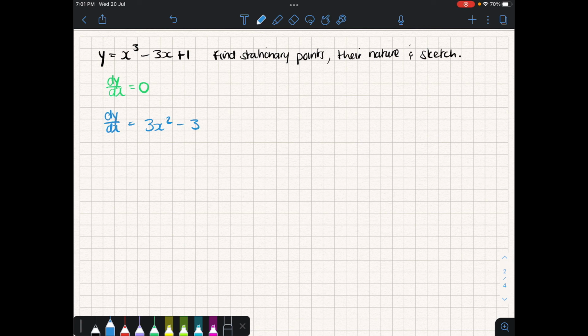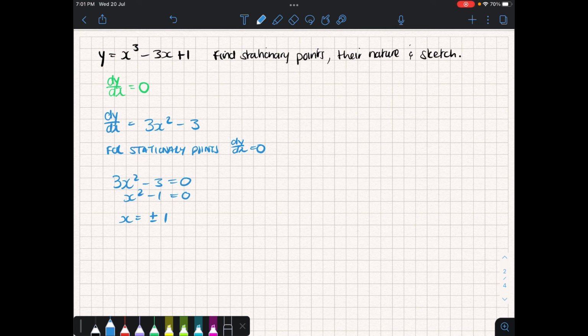And what I need to do now, in order to find turning points, is make it equal to zero. So what we can say is, for stationary points, dy on dx is equal to zero. So we set the derivative equal to zero. So 3x squared minus 3 equals zero. You can divide through by 3. I get x squared minus 1 equal to zero. This is a difference of squares, and so x is going to be equal to plus or minus 1. So that's where my two stationary points are going to be.